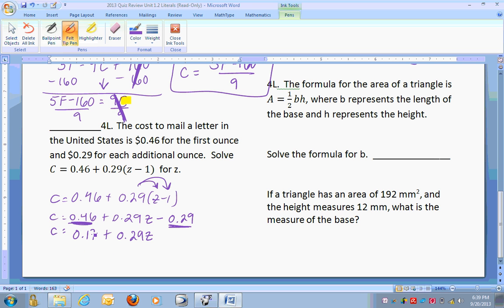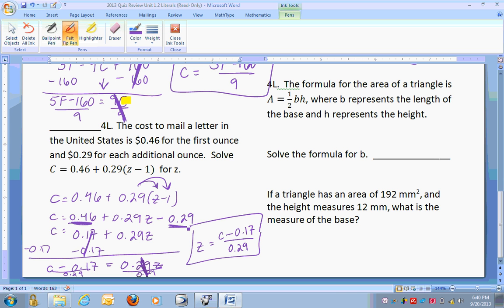All right, well, now I need to get rid of this 0.17. So I'm going to subtract that from both sides. That's a 0 pair, and I end up with c minus 0.17 equals 0.29 z. So the last bit is to divide by 0.29. That gives me a 0 pair. And z equals (c minus 0.17) divided by 0.29. So there is your answer for number 4 under the quiz part.